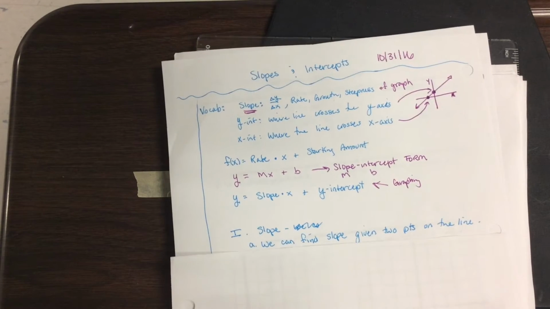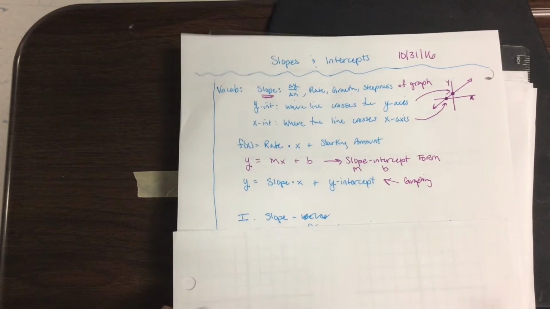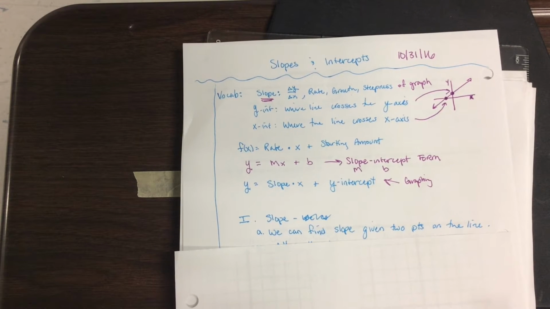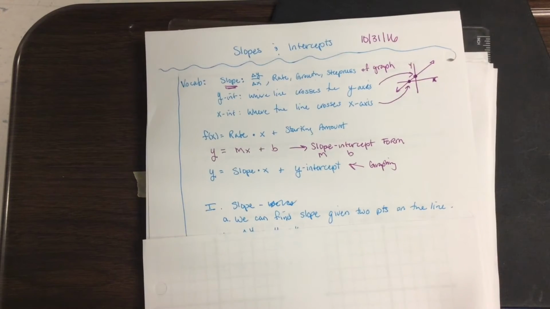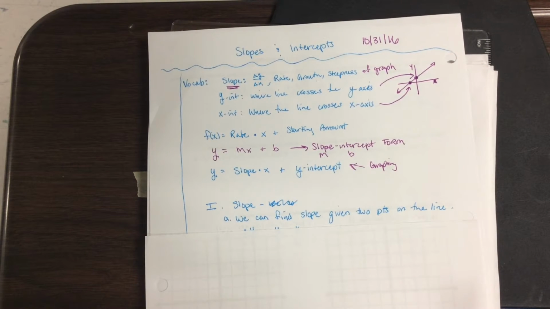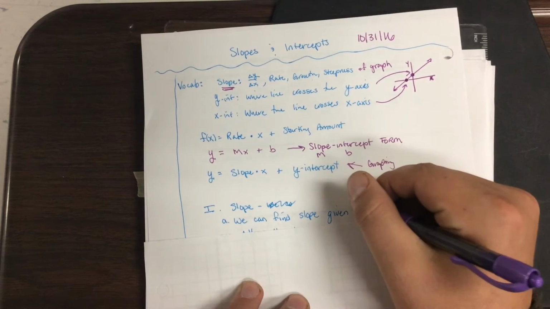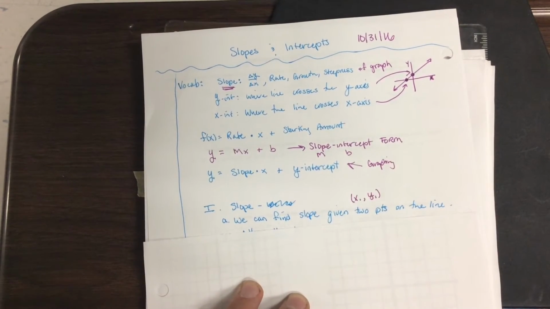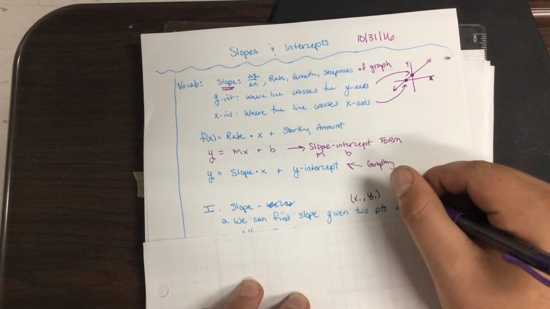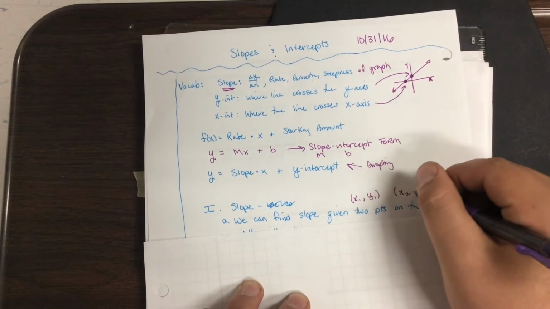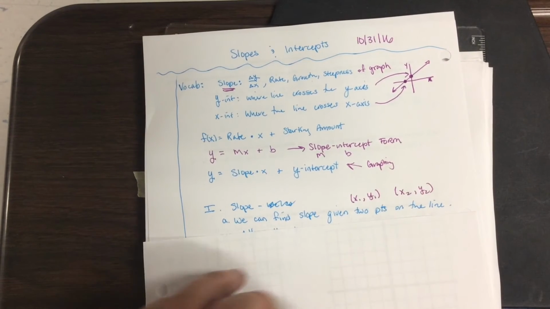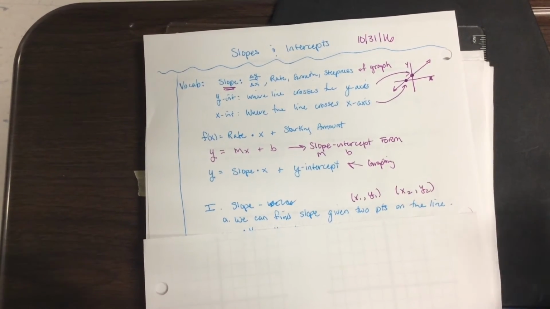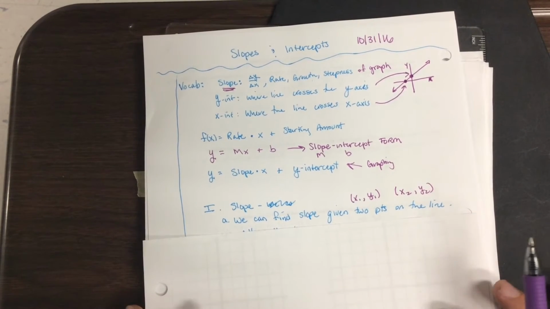And so now to our first Roman numeral, slope. Okay, so slope. We can find slope given 2 points on the line. We have an equation for that. So all we need to be given is some point (x1, y1), and then some other point (x2, y2). And say we want to make a line that has these 2 points on it. How are we going to do it? Well, it starts with finding the slope.